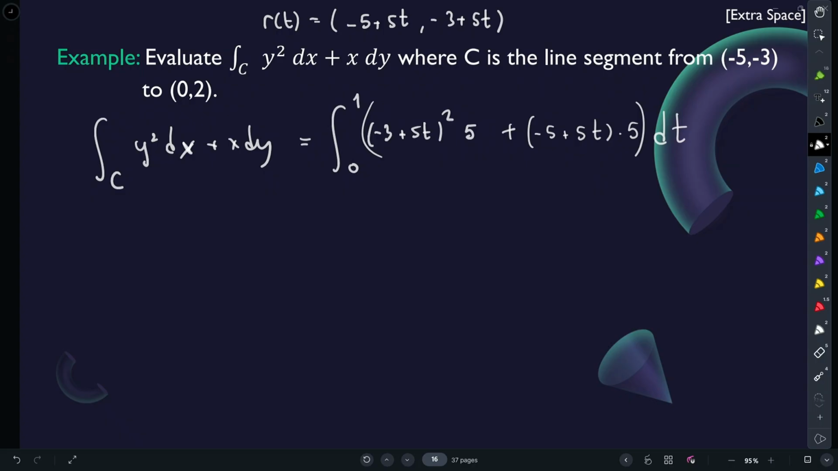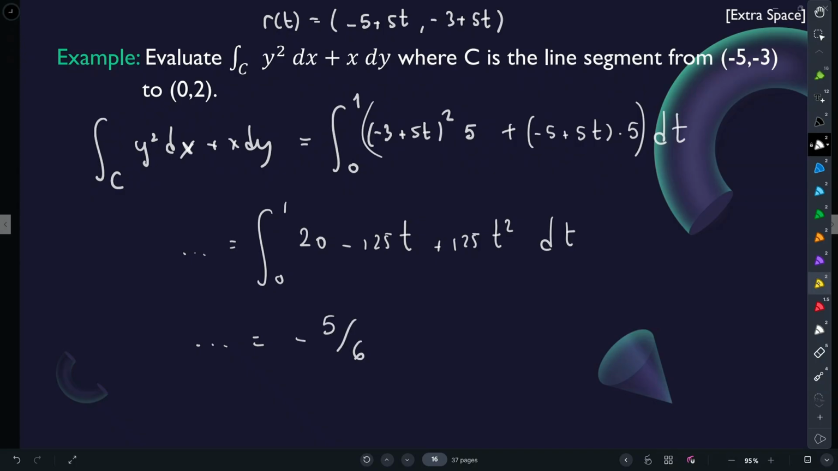And now the dt applies to everything. Okay? If you simplify all of this, what you get is actually the integral of 20 minus 125t plus 125t squared dt. It's just a polynomial. So you do your integral, and the answer that I get is -5 divided by 6. All right, any questions about this one? Any other questions about how I interpreted this integral, dx and dy?